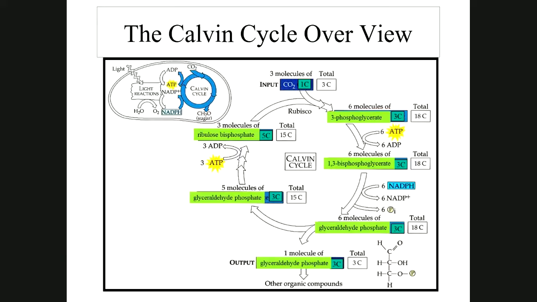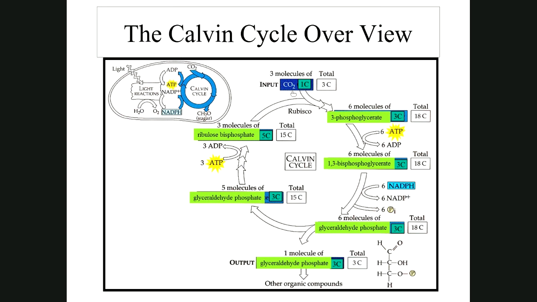Here's the Calvin cycle, and don't get too freaked out by this. We're just getting the overall view of it here. Now you see it has 3 molecules of carbon dioxide coming in. Remember, carbon dioxide is a raw material, and that has 3 carbons, right? So keep that in mind.